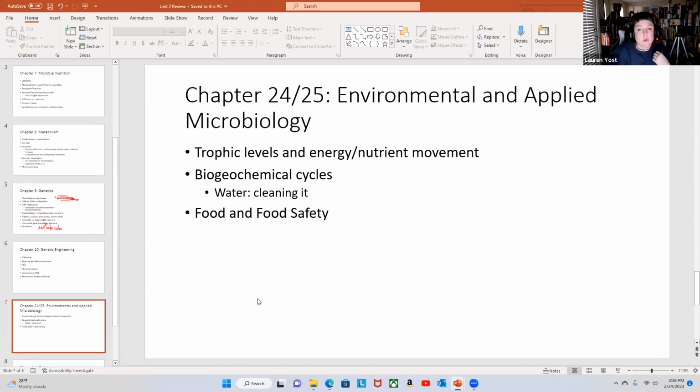Okay, chapter 24 and 25. These were easy, right? So we talked about the trophic levels, the energy or nutrient movement, that highest energy at the bottom level with the primary producers, and less energy available at the top because we're losing energy the further up we go, like from heat due to metabolism. So the top guys have to eat more stuff.